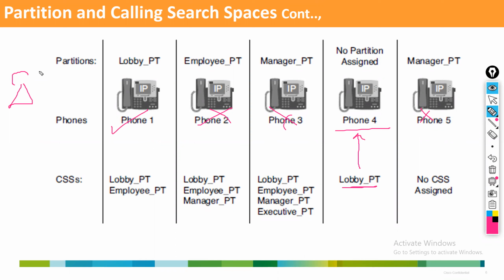Now, if the partition and CSS are mismatched, the call will not go out. Sometimes you are unable to dial out, and maybe the issue is with the partition or CSS. You remember yesterday we discussed the DNA, Dial Number Analyzer. The calls are not routing. Maybe the issue is with the partition and CSS, or you are dialing the wrong pattern, or no pattern is matching the number you dial, or maybe some translation pattern was created which is not manipulating properly. There may be any issue.